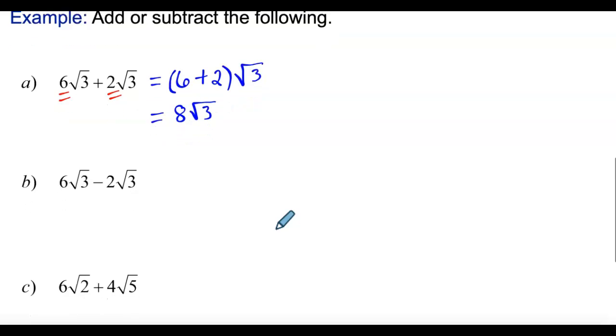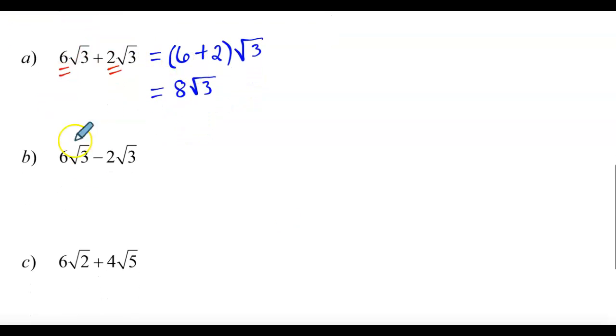In 6b, we have the same radicals. We have 6 times the square root of 3 and 2 times the square root of 3, so we know we have like radicals, we have matching indexes, matching radicands. This time we are subtracting instead of adding. It's almost the identical process, except we're going to subtract the coefficients.